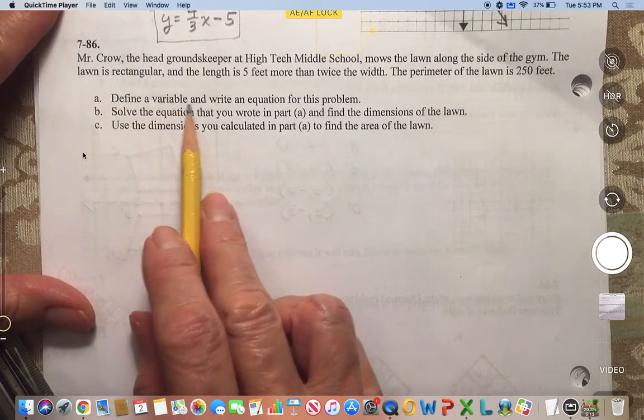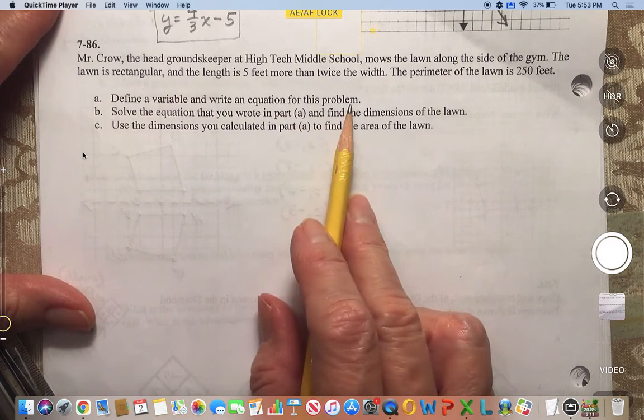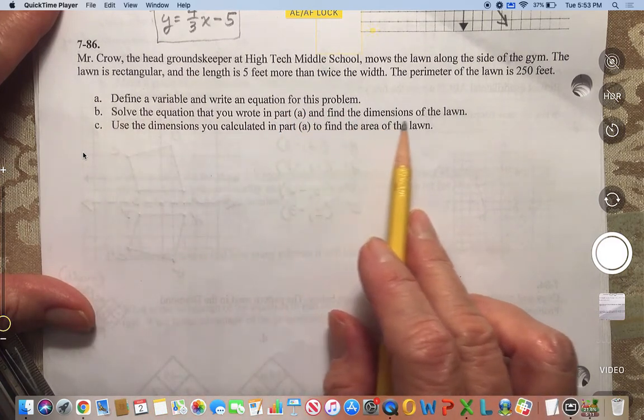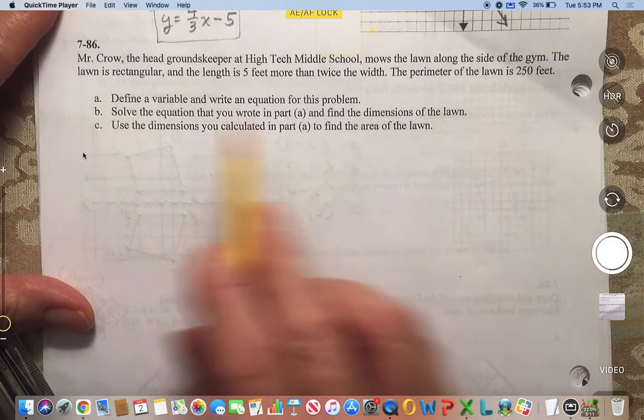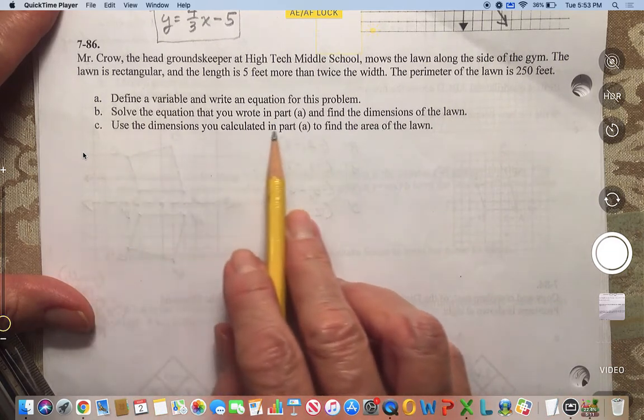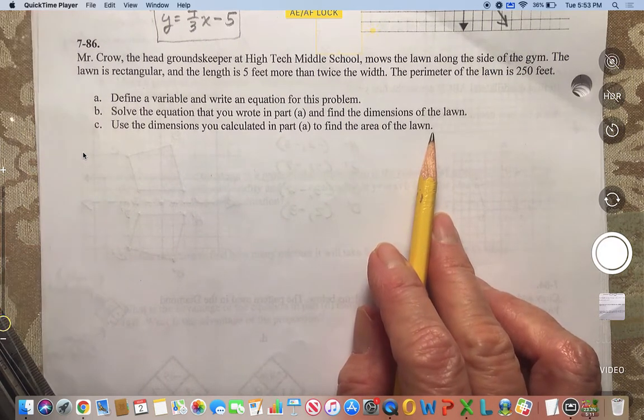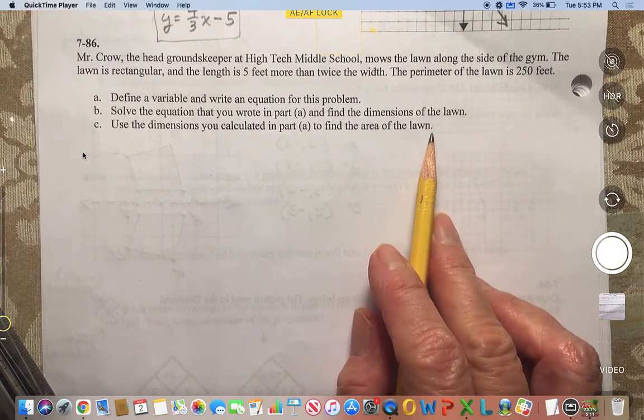Define a variable and write an equation for this problem. Solve the equation that you wrote in part A and find the dimensions of the lawn. Use the dimensions you calculated in part A to find the area of the lawn. Okay, so this whole thing is about a lawn.